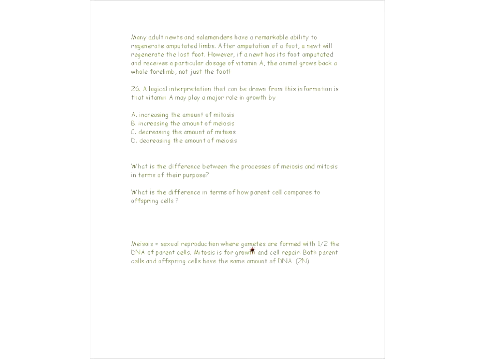Meiosis again is sexual reproduction where gametes are formed with half the DNA of the parent cell. Mitosis, on the other hand, is not for sexual reproduction, it's for growth and cell repair. Both the parent cells and offspring cells have the same amount of DNA, so both are going to be 2N, whereas with meiosis, the kids are going to be N. But focus on what the purpose of meiosis and mitosis is, and that will help you to answer this question. So which one of these processes would be involved in the regeneration of limbs with newts and salamanders?